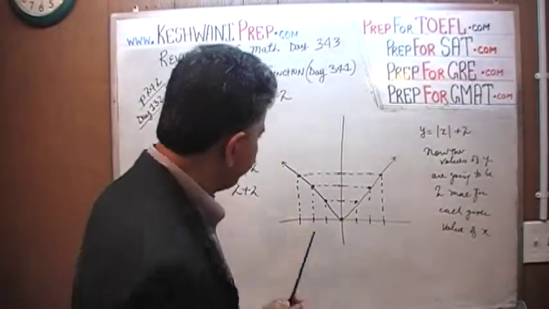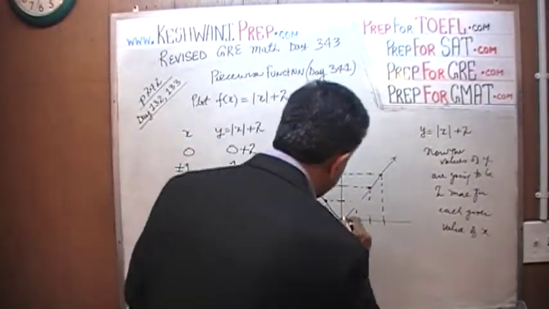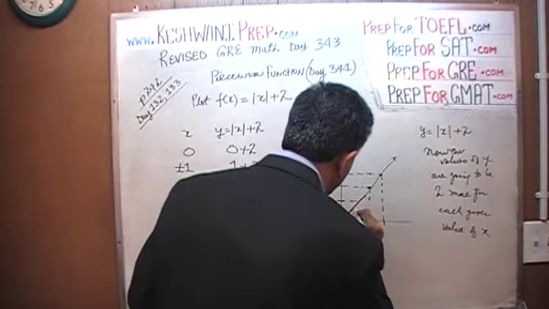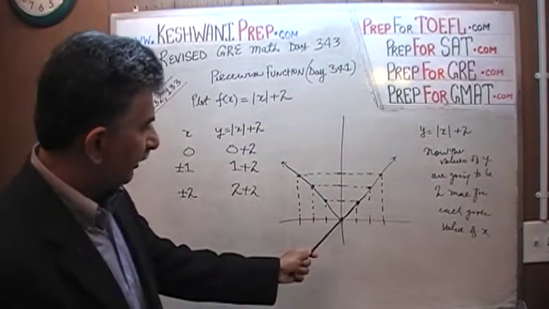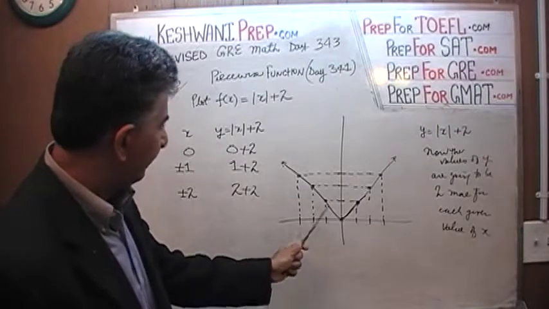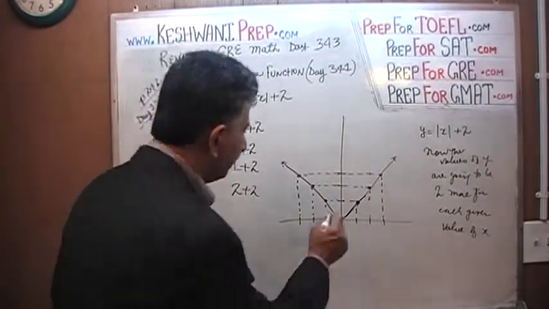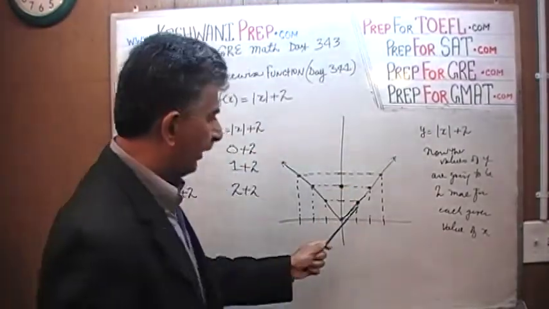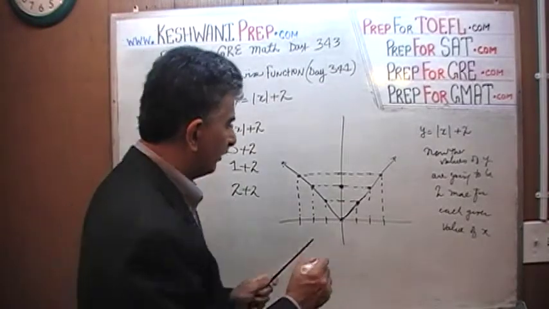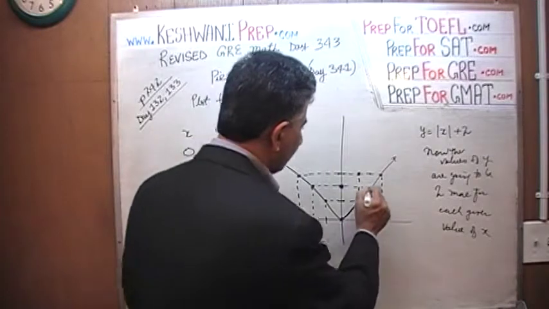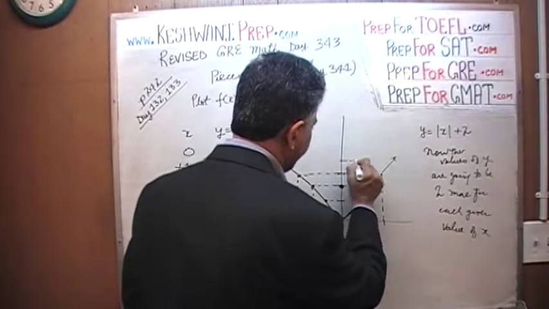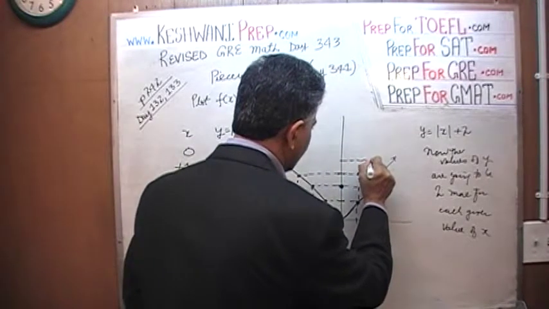So let's do that here. Before, when x was 0, the y was 0. Now when x is 0, y is going to be 2. Before, when x was 1, y was 1. Now y is going to be 3. Before, when x was 2, y was 2. Now it's going to be 4. And so on and so forth.